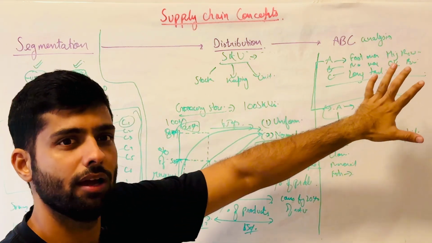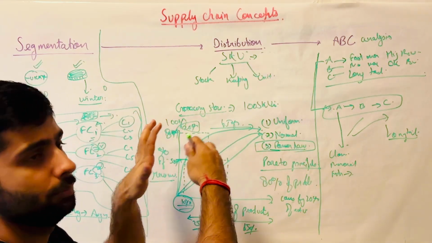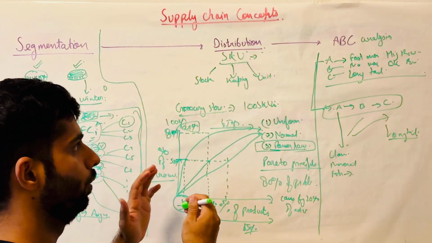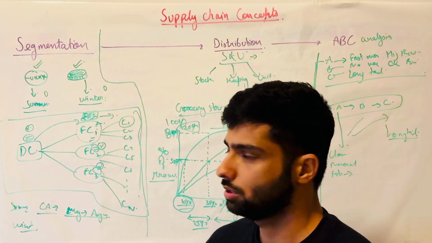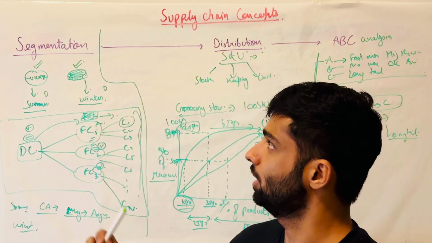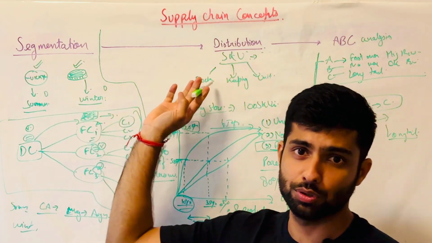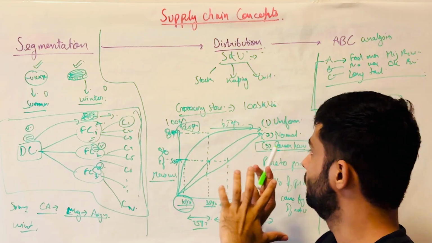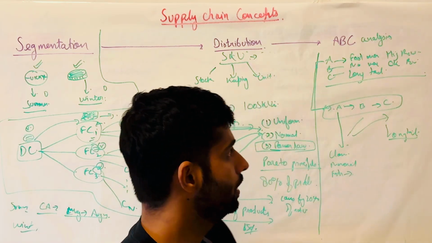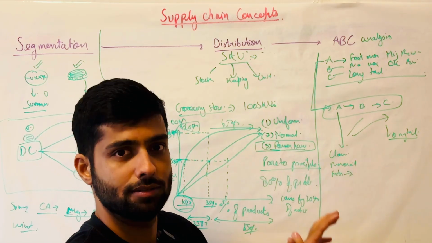ABC analysis, in the next video, what I can do is try to solve it mathematically for you on this makeshift whiteboard. But for today, I hope it was helpful for you to understand the concept of segmentation, the distribution of SKUs, these different kinds of distribution, uniform, normal, and the power law, and then a basic introduction of what an ABC analysis is and why it is relevant.